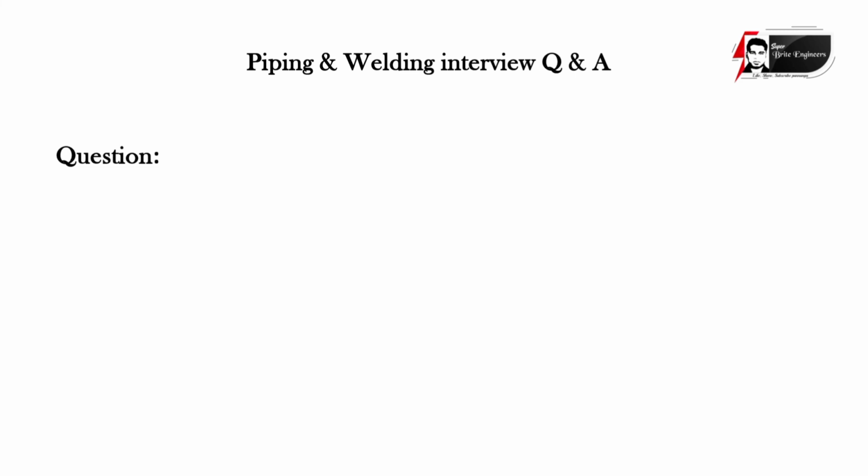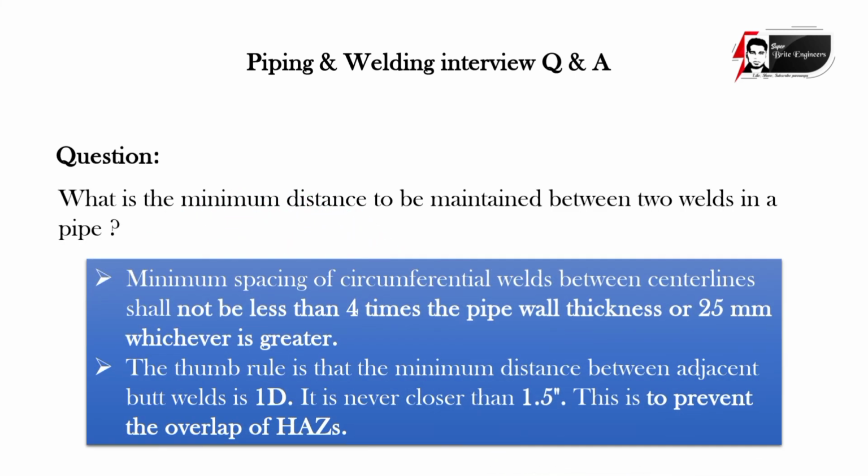What is the minimum distance to be maintained between two welds in pipe? The minimum space of the circumferential weld between the center lines shall not be less than 4 times the pipe wall thickness or 25 mm, whichever is greater.